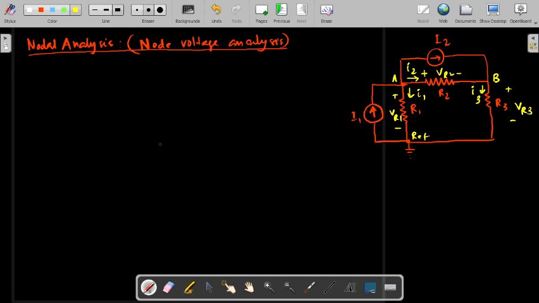for all the branches. Now what I will do, say I will apply KVL to this particular loop, and the direction of applying KVL that I have taken is clockwise, starting from this node A. Okay, so this is suppose your loop 1.